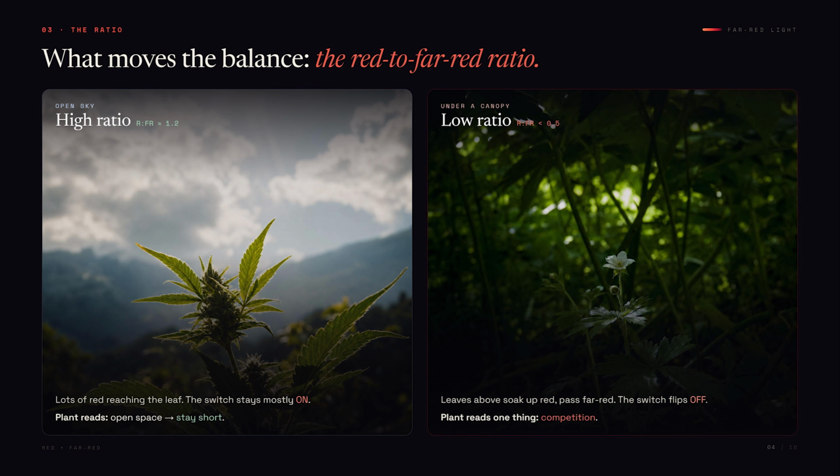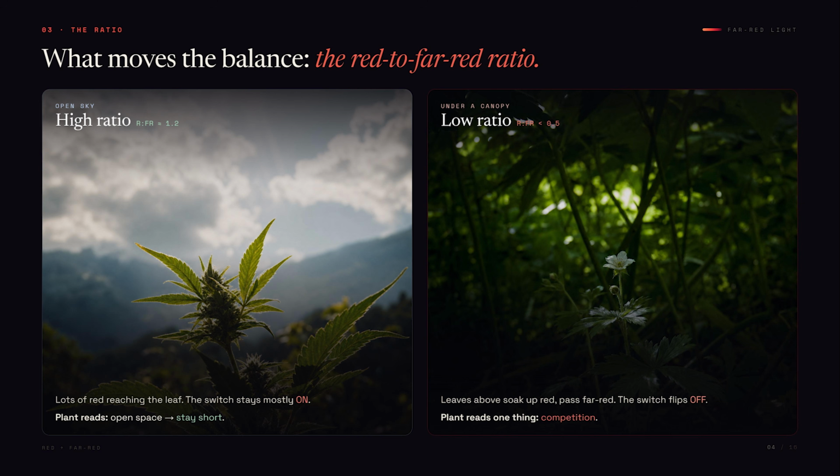So what moves the balance? The ratio of red light to far red light hitting the leaf. Under open sky, that ratio is high. Lots of red, the switch stays mostly on, the plant stays short. But under a canopy, neighboring leaves soak up the red and let the far red pass through. So the ratio drops, the switch flips off, and the plant reads that drop as one thing: competition.